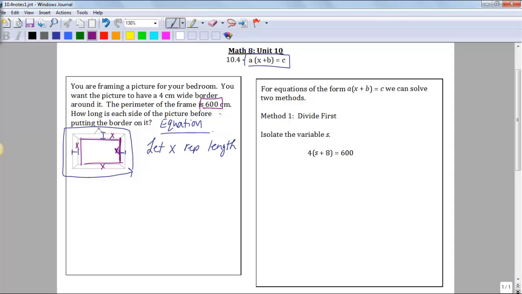Now, I know that the perimeter is 600. Usually when they give you a statement like that, it's going to be 600 equals something. I also know that the formula for perimeter would be side 1 plus side 2 plus side 3 plus side 4, and if they're all the same, it would be 4 sides. In this case, one side is x, and then there's 4, and there's another 4. So one side is x plus 8, and I've got 4 of them. So that's your equation.